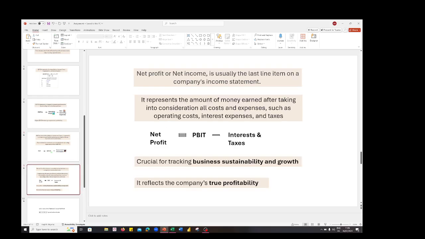So last but not least is net profit, or your net income. It is usually the last line item on the company income statement. It represents the amount of money you have earned after taking into consideration all your costs and expenses, such as operating costs, interest expenses, and taxes. So in this calculation, net profit equals PBIT minus interest and taxes. It's very crucial to track business sustainability and growth, because if you don't know your net profit, how would you know how well you are performing? It reflects the company's true profitability, and this is very, very important.